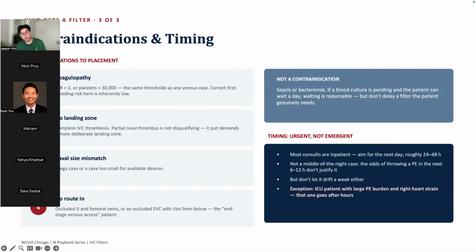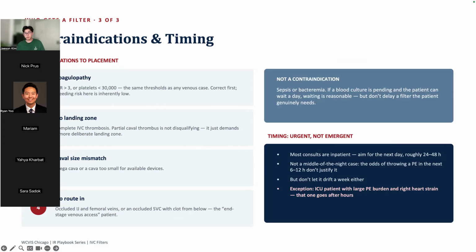Okay, so we've talked about reasons to place a filter. Now let's flip it around and ask when you shouldn't or can't. And most of these are pretty practical. First, you want to check the same basic labs that you would for any procedure that involves veins. And if the patient's blood is already too thin or their platelets are too low, you'd want to fix that first. Second, you actually need somewhere to put the filter. So if the vena cava is completely clotted off, there's no landing spot. If there are some clots, usually it's fine, but you just have to be more careful.